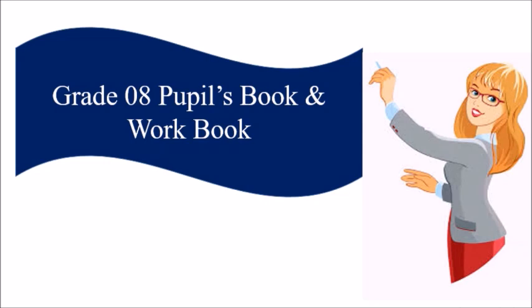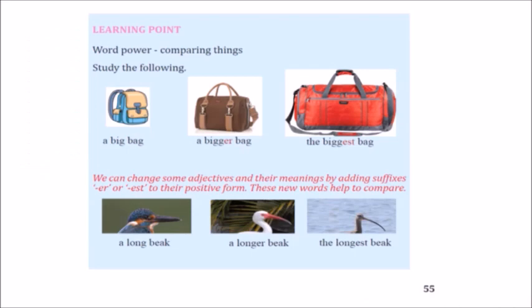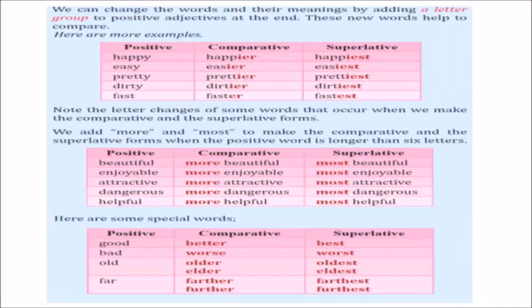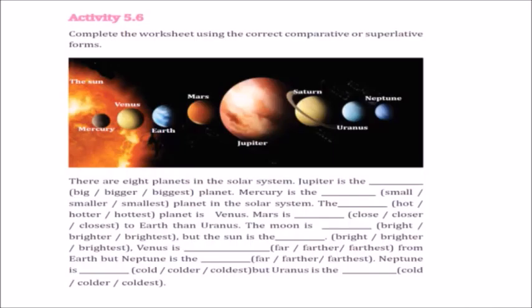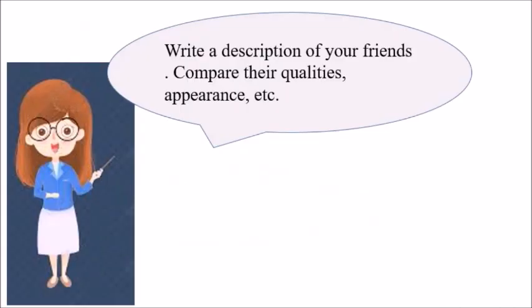Now it's time to take out your pupils book and the workbook. Turn to page number 55. There's more examples about comparative and superlative adjectives. Now you can try activity 5.6 in your pupils book. Dear children, write a description of your friends, compare their qualities, appearance, etc.